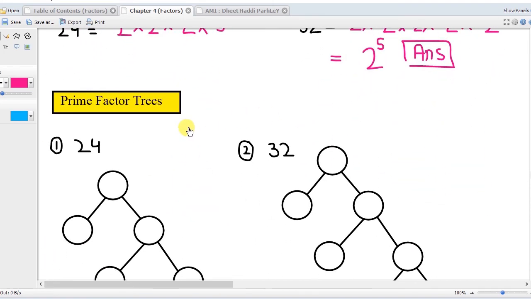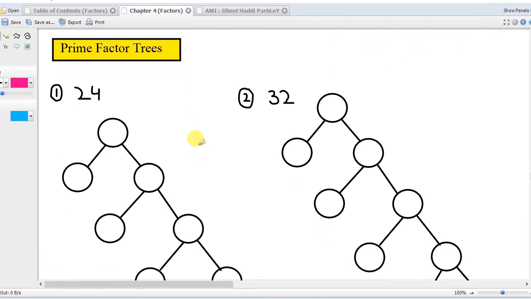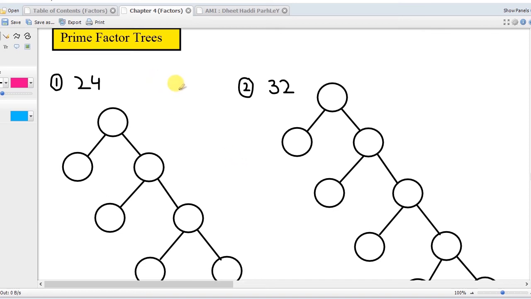Okay, now how are we going to make the prime factor trees, finding the prime factors using the tree method? So this is the number 24, write it here. What two numbers can you multiply together to get 24? Always start from 2. So 2 times what number is 24? 2 times 12 is 24.